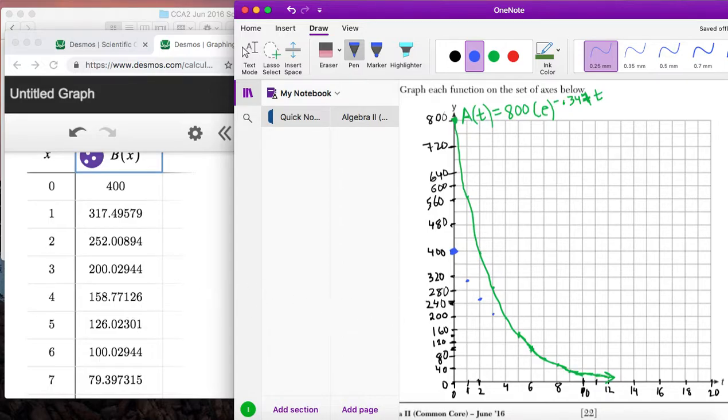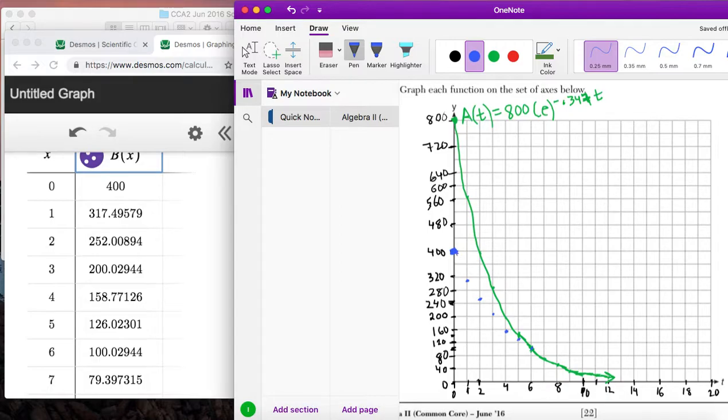Then we got 159, which is going to sit right under 160. Then we got 126, which is going to be just barely over 120. And we got 100.09, which is basically where they're going to intersect somewhere here.